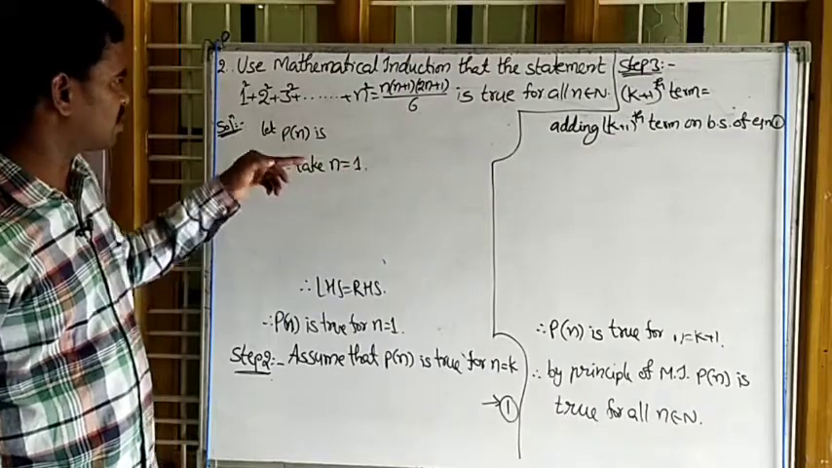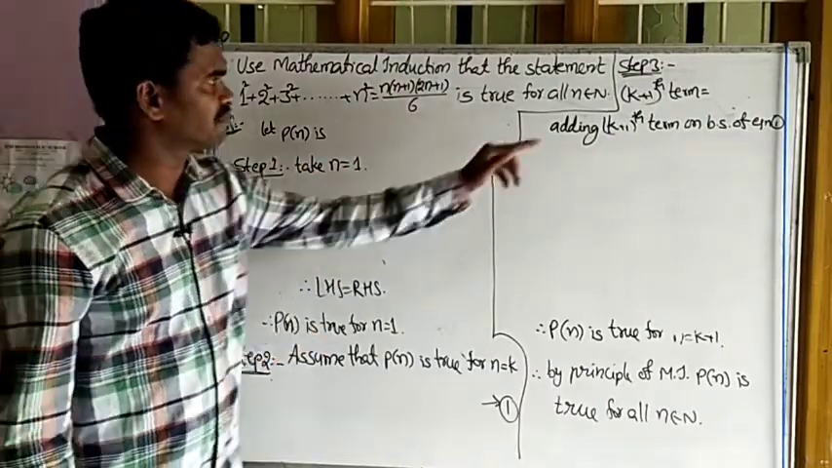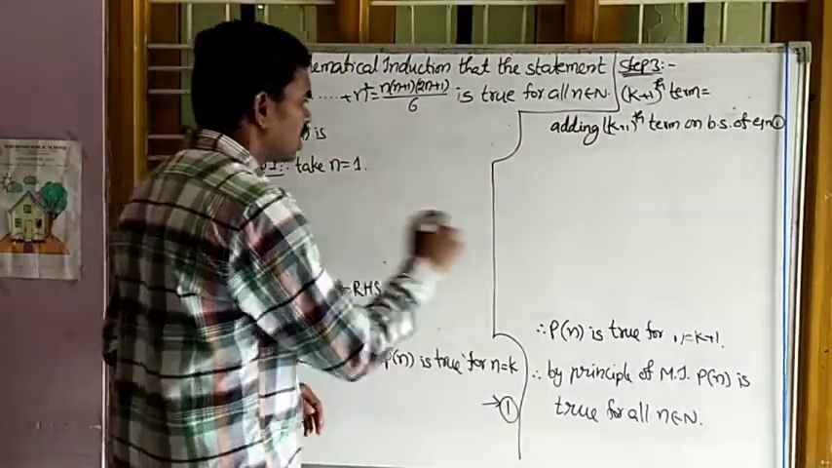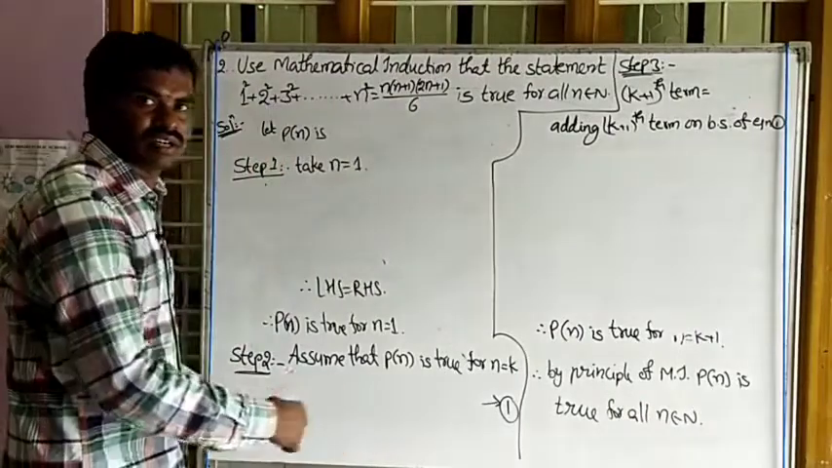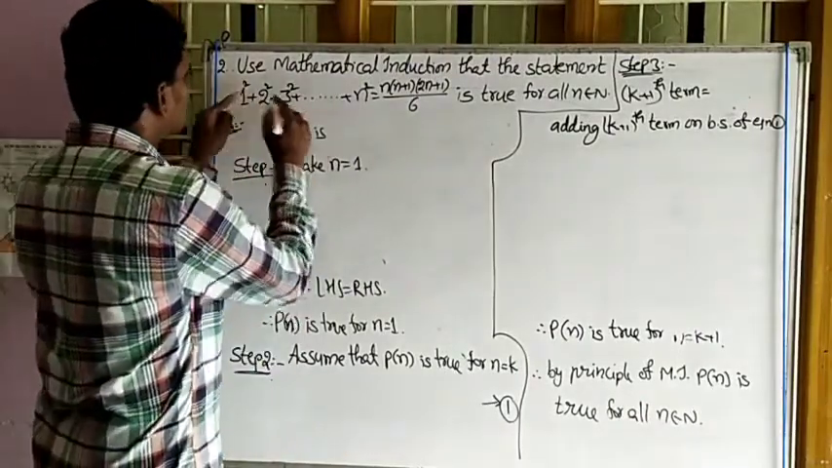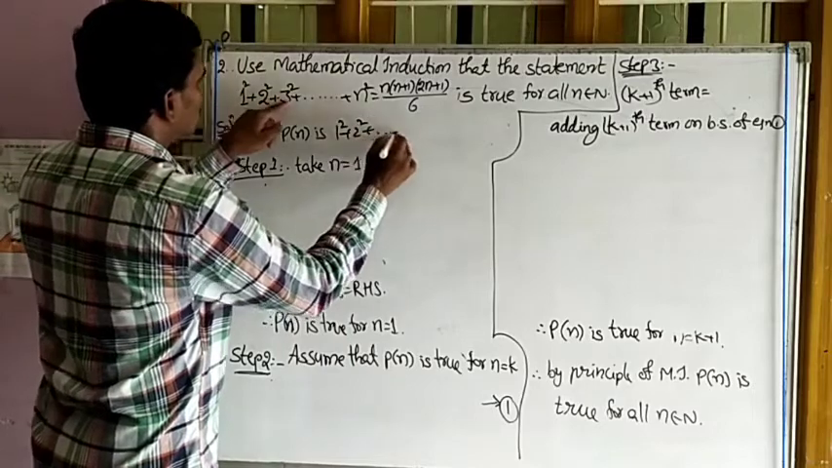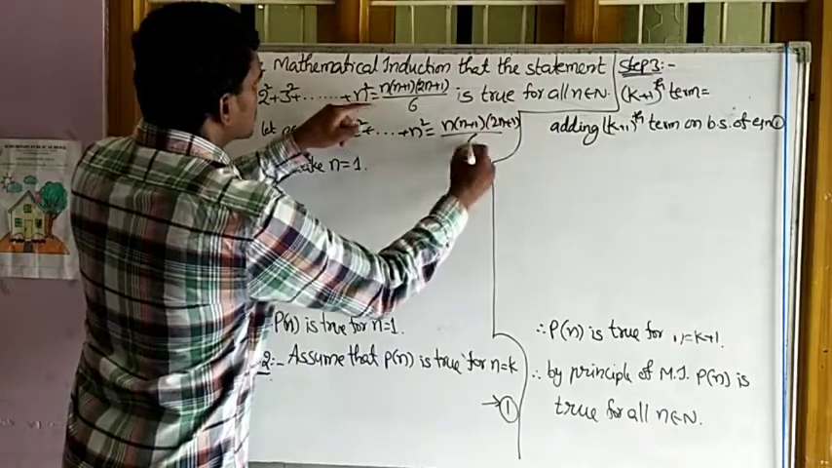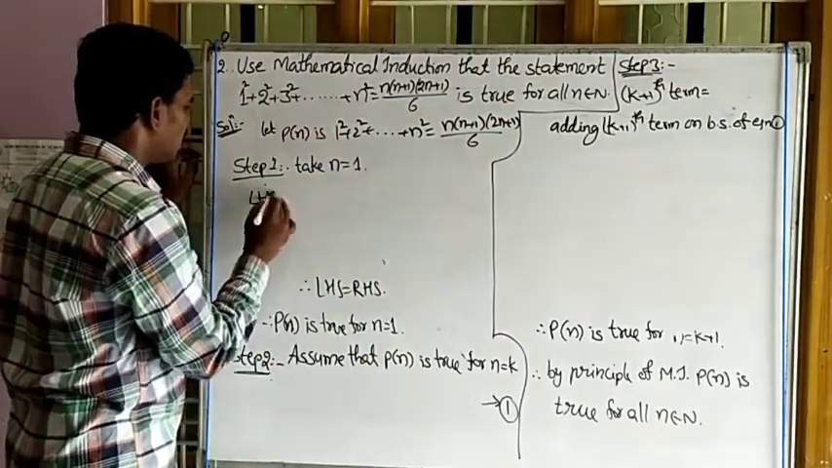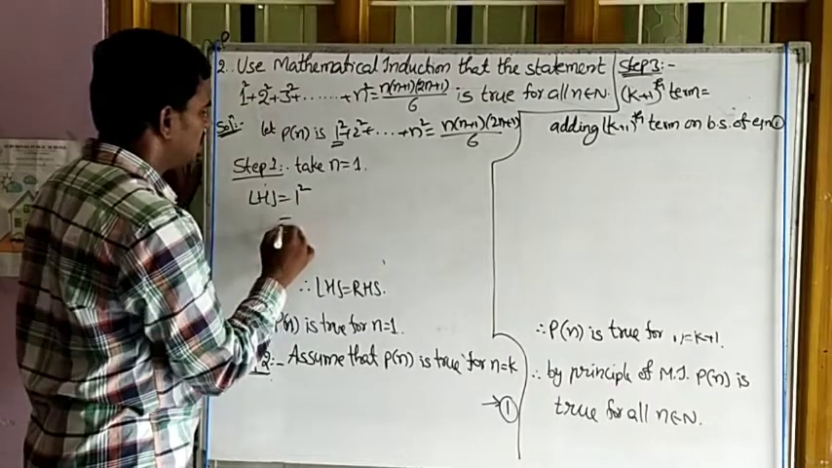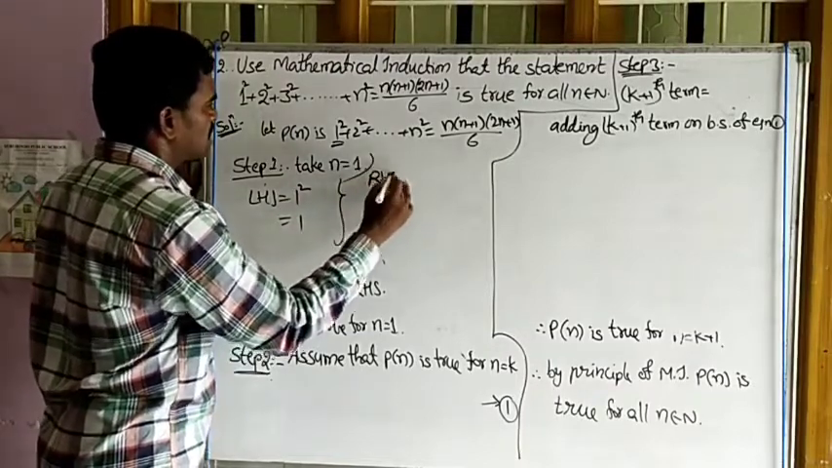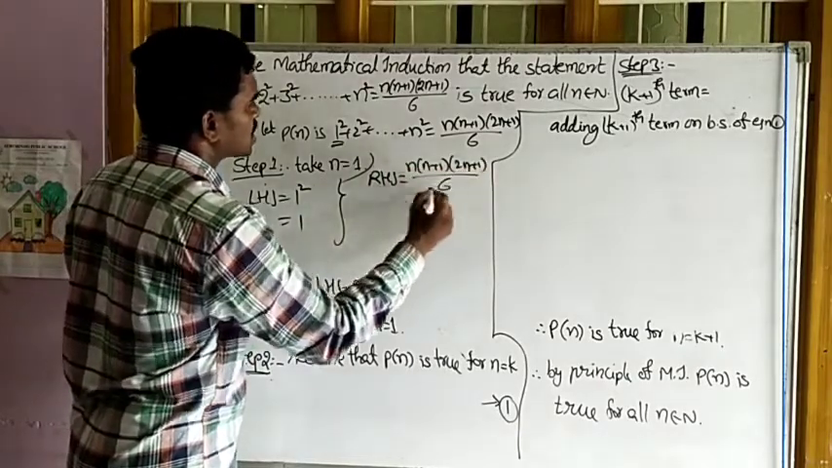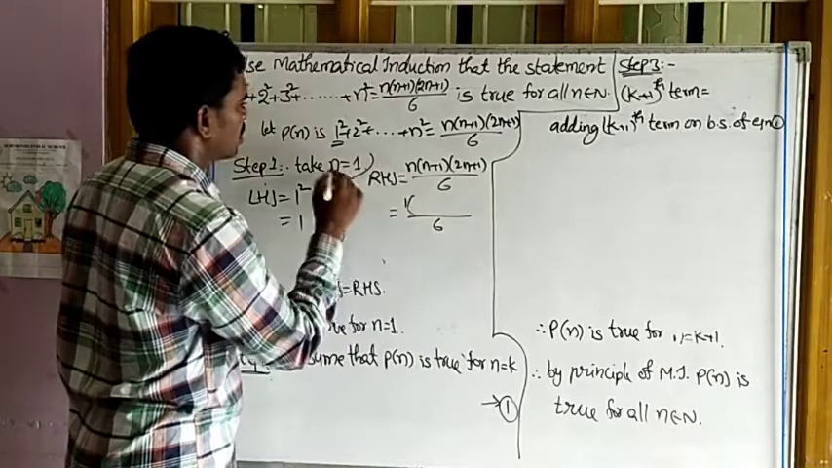Okay, for each and every problem these steps are the same, as it is we have to write for each and every problem, but only in the middle we have to write differently. First, p of n is what? 1 square plus 2 square plus so and so plus n square equal to n into n plus 1 into 2n plus 1 by 6. Next take n equal to 1, left side. What is the left hand side? It is first 1 square, which means 1. Okay, what is the RHS at n equal to 1? n into n plus 1 into 2n plus 1 by 6. So take n equal to 1, because we are taking n equal to 1.